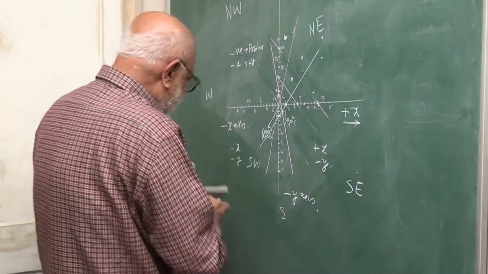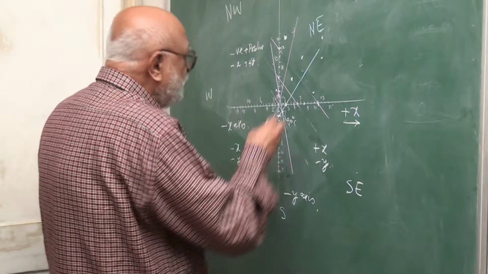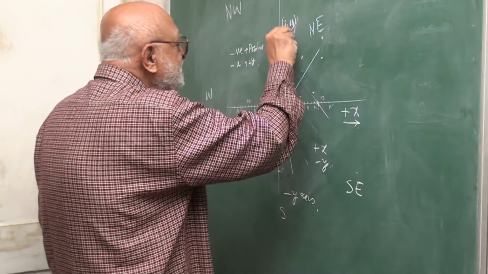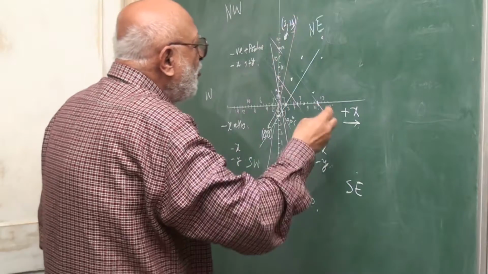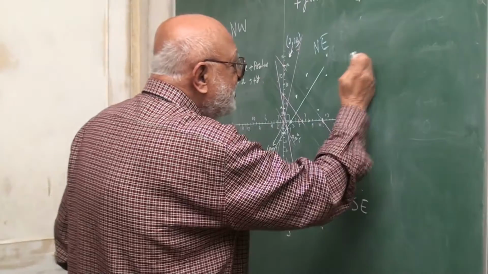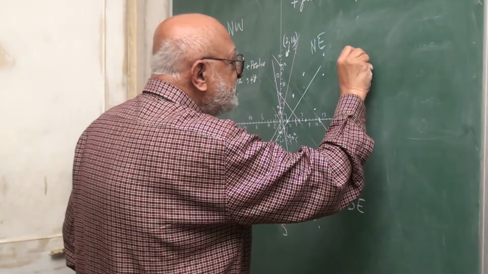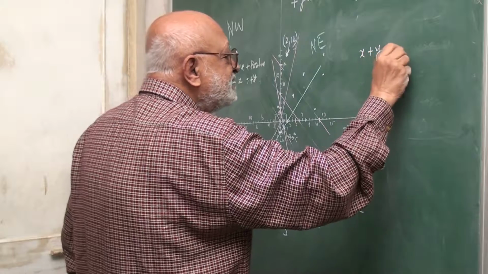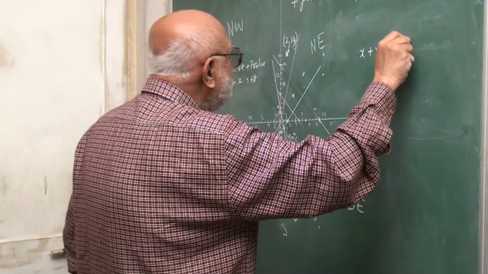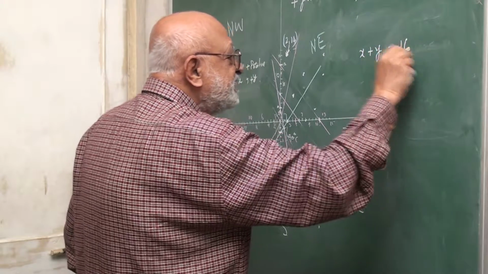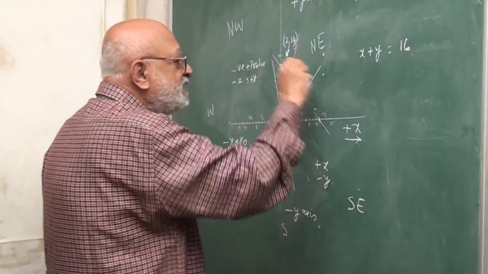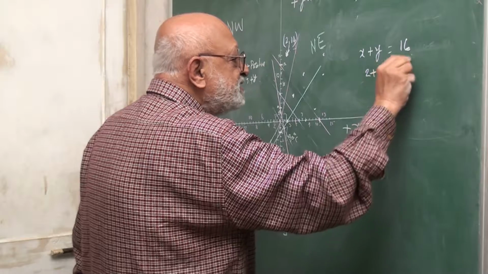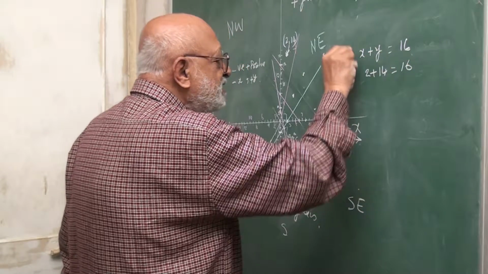Okay, this is your 2 and 14. This is 2 and 14. Okay, this is the point. Okay, so I can write x, let us say x plus y. Let us see whether it becomes 16, then it will be satisfied, right? This will be 2 plus 14 equal to 16. So this is one line.